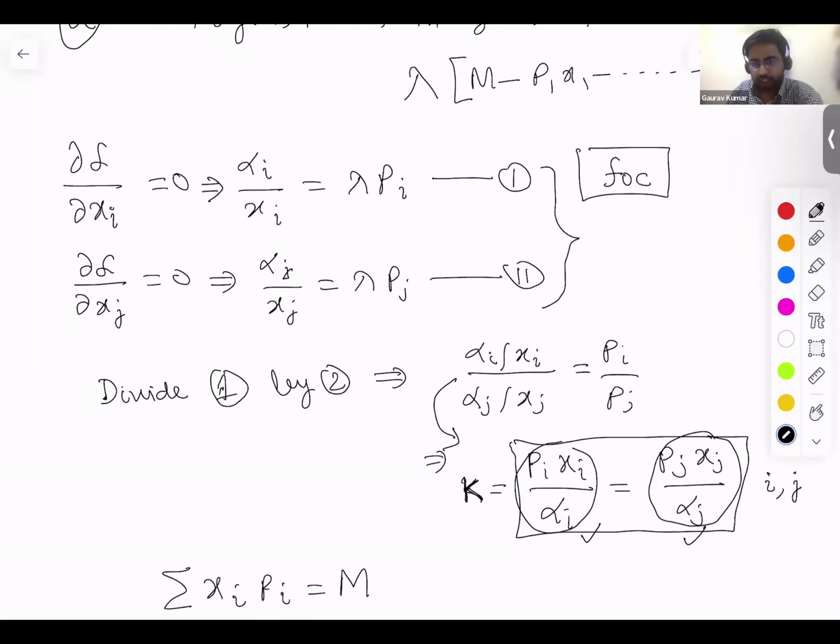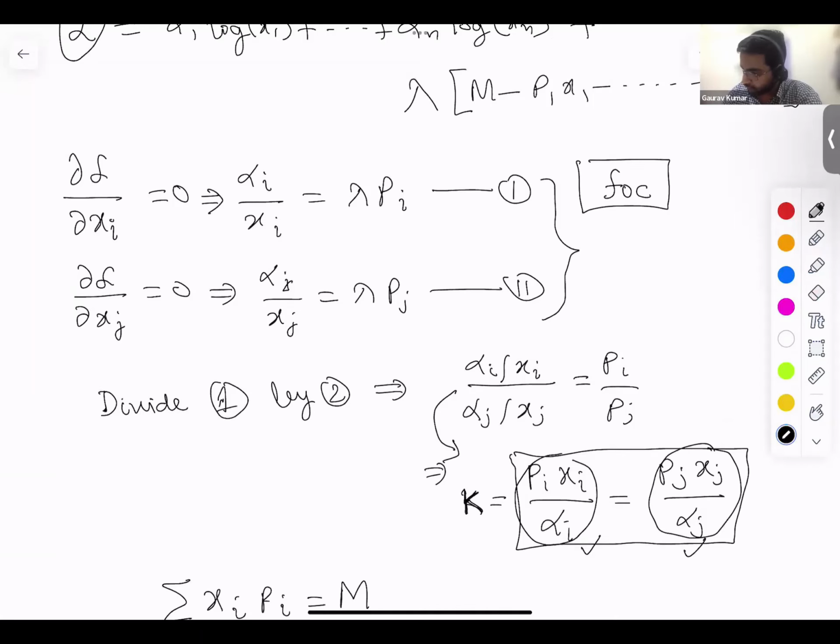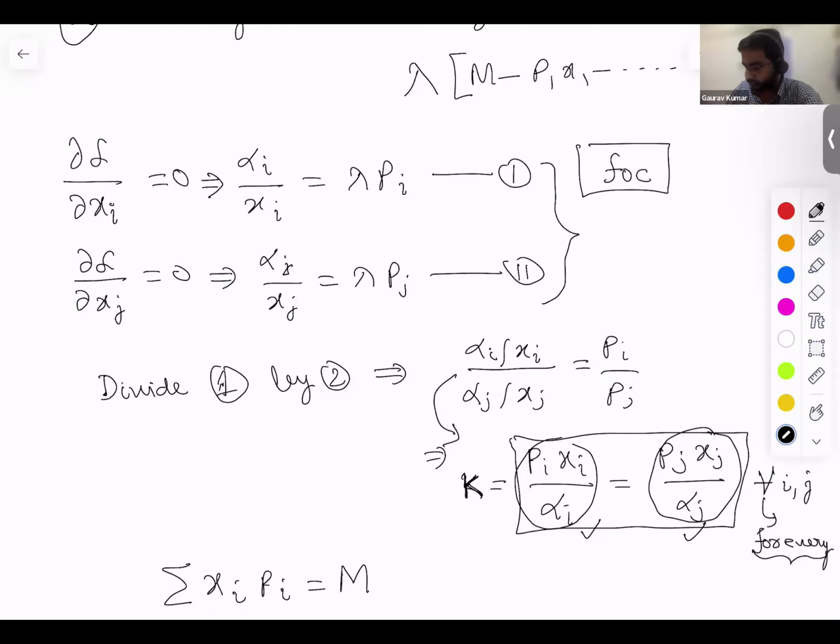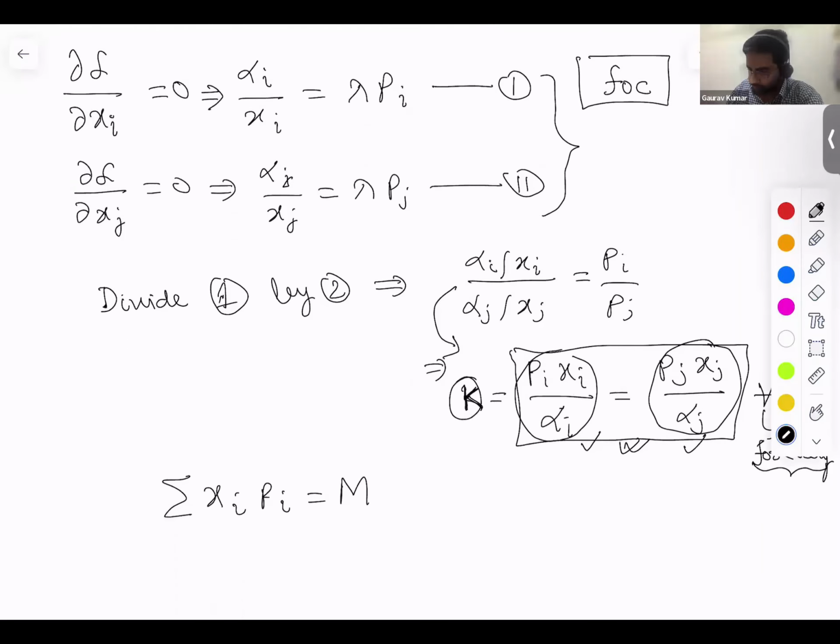This is for every i, j. This sign means 'for every'. You will study this in real analysis. It's a quantifier, 'for every'. It means there are n goods, and for all goods in that commodity basket, this equation is going to hold, and this ratio has the value k. Now the advantage is, pi xi can directly be written as k into alpha i.